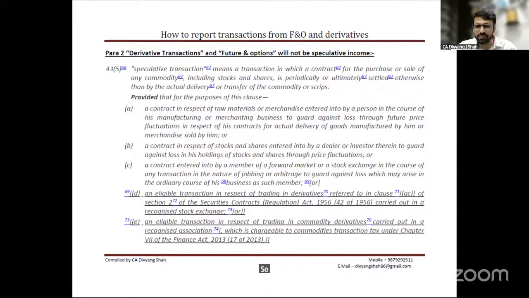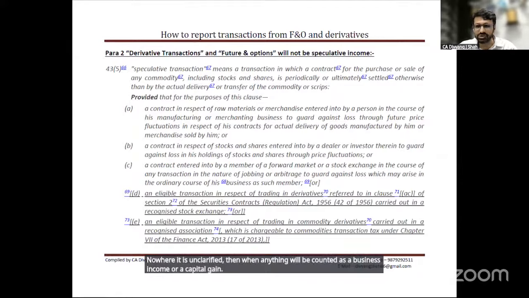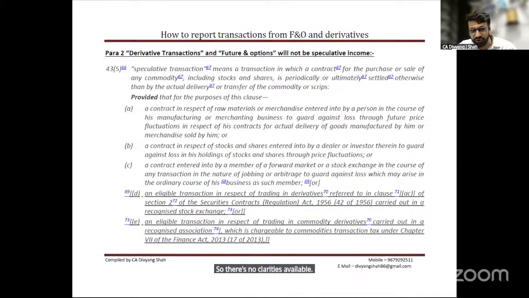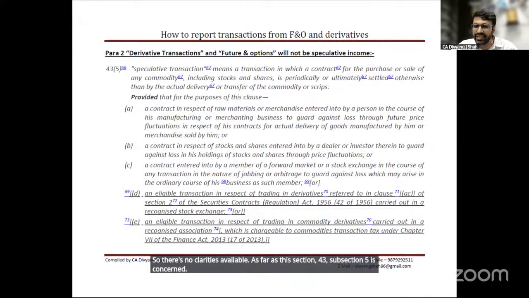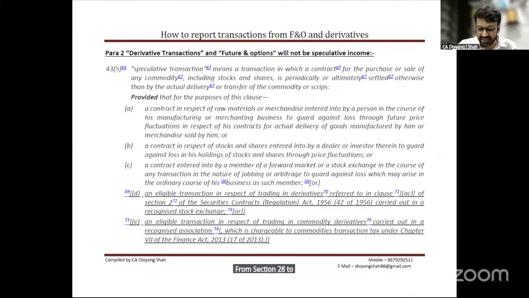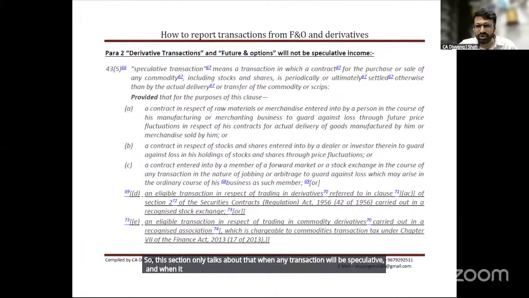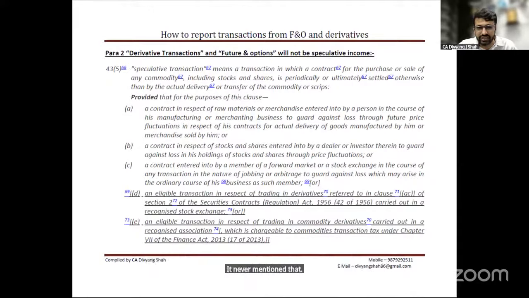So the answer to this will be, first of all, under income tax law, nowhere is it clarified when anything will be counted as business income or capital gain. So there is no clarity available. As far as this section 43 sub-section 5 is concerned, it is actually covered in the business and profession part, from section 28 to section 45 or something like that. So this section only talks about when any transaction will be speculative and when it will not be. It nowhere mentions that a derivative transaction will be treated as business income or as capital gain.